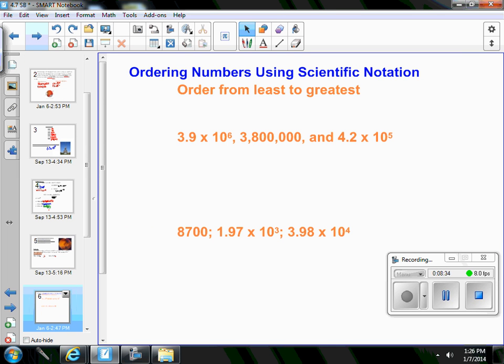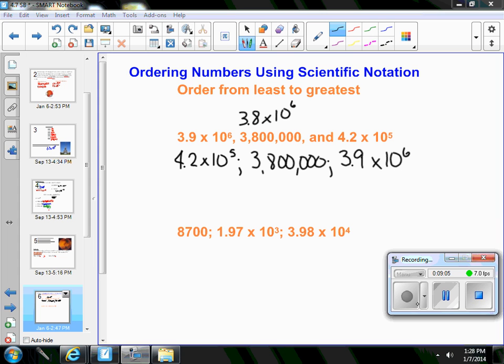Now, you have 2 examples here. You are asked to order numbers using scientific notation. You're going to order them from least to greatest. Notice you need to put one of them in scientific notation, then put them back in the original format, going from least to greatest. I'm going to pause the video. We'll do the first one, and I'll come back and check.